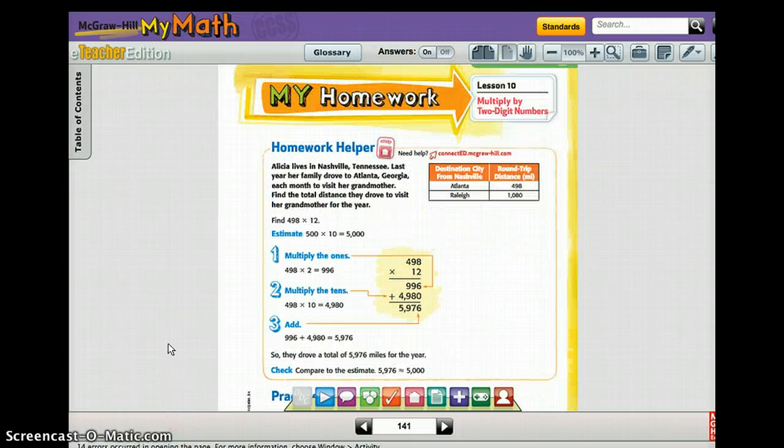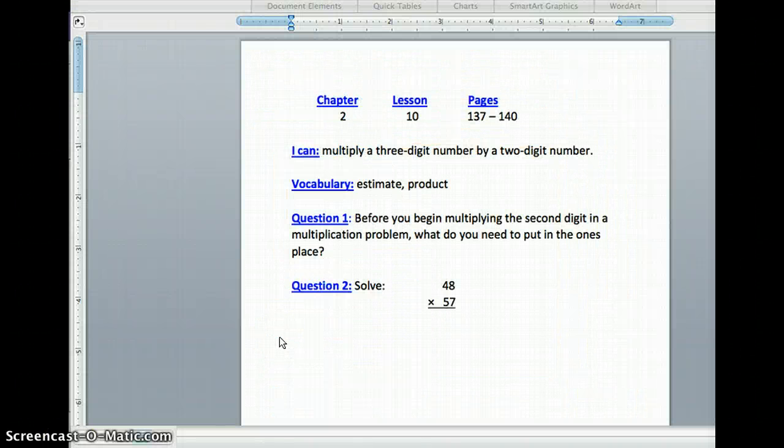Your homework helper on page 141 gives you an example of a 3-digit by 2-digit multiplication problem. And once again, they started with an estimate, so they rounded to 500 times 10 to get them a rough estimate of 5,000. They worked through their steps, and then they checked, and their estimate was pretty close to the actual answer, so they know that's realistic. All right, so look back at questions 1 and 2 and solve those, please.